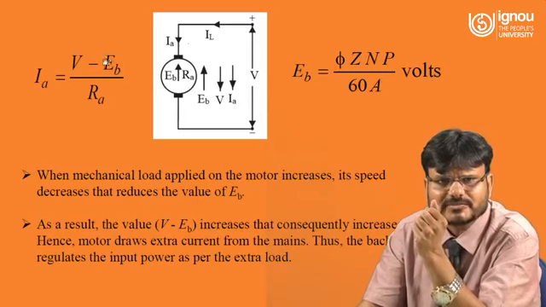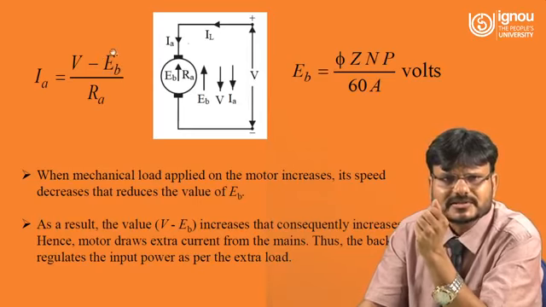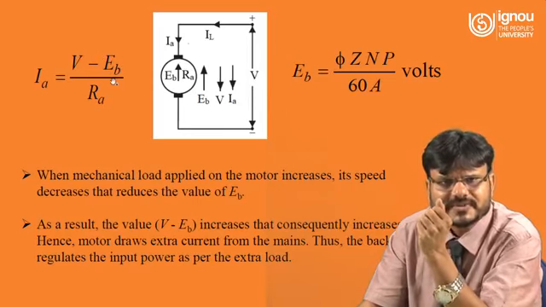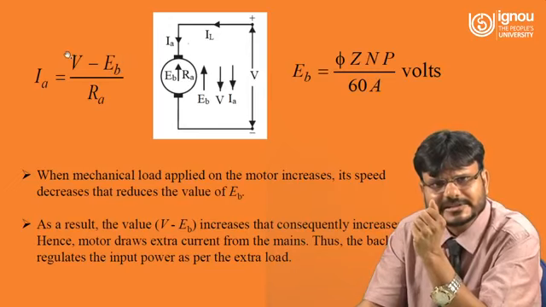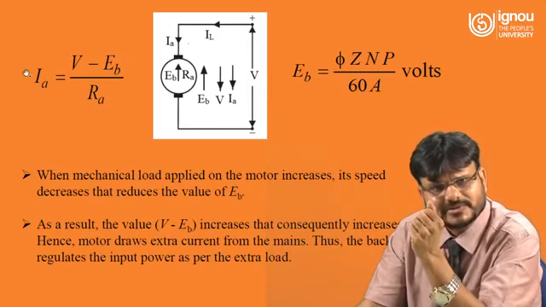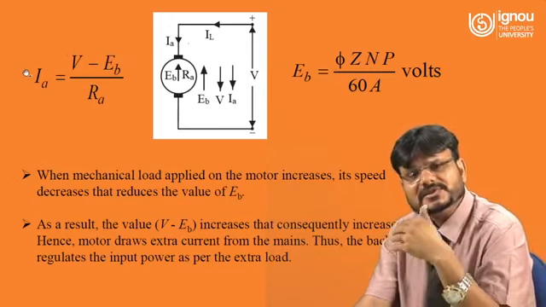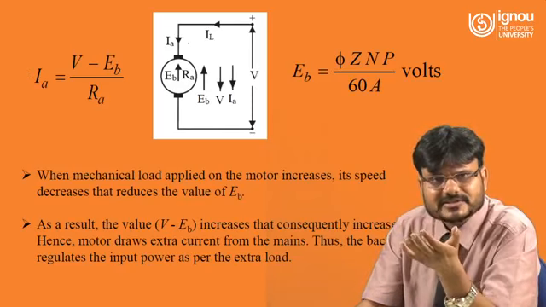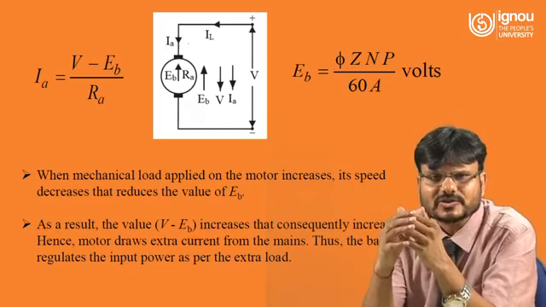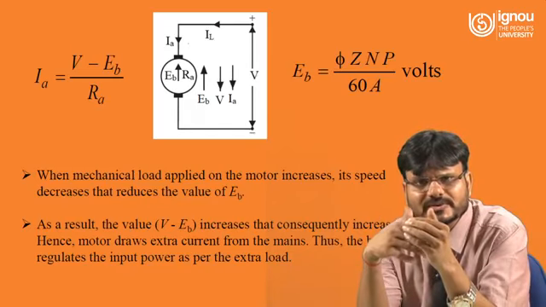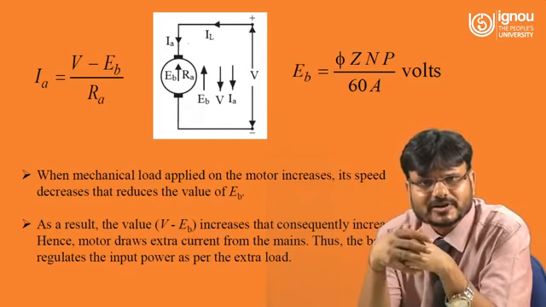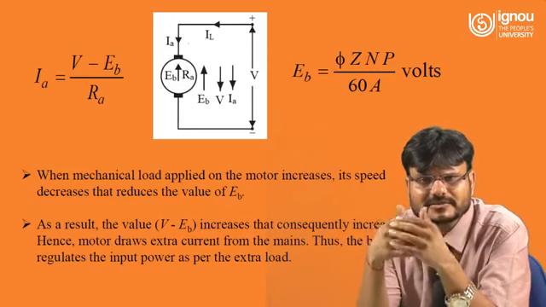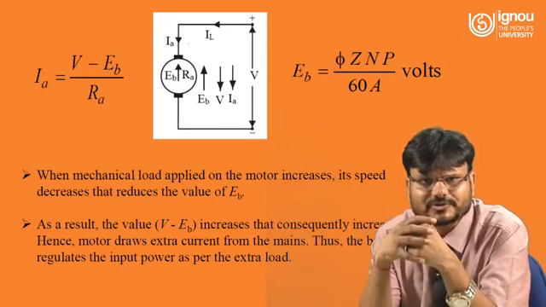If the value of back EMF decreases, V minus Eb will increase. If V minus Eb increases, the armature current will increase. If the armature current increases, the torque will increase. This torque will try to increase the speed of the DC motor, and that is what we require.